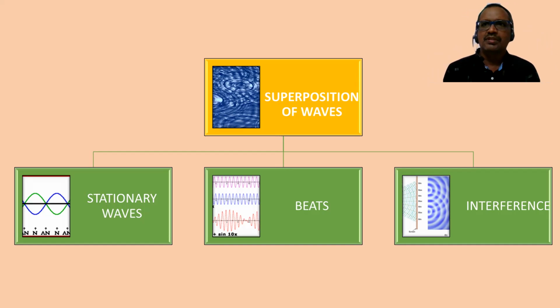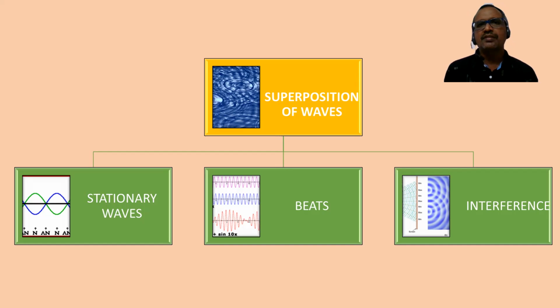You people know the concept of stationary waves from your lower classes. When a string is tied at both ends and plucked at the middle, the string will produce a stationary wave pattern, and we observe nodes and antinodes in the string. It is known to you.